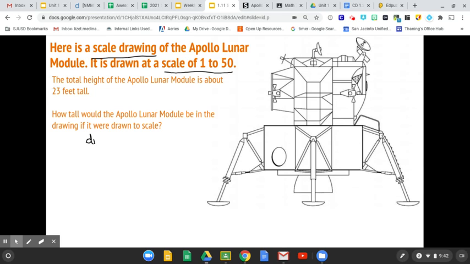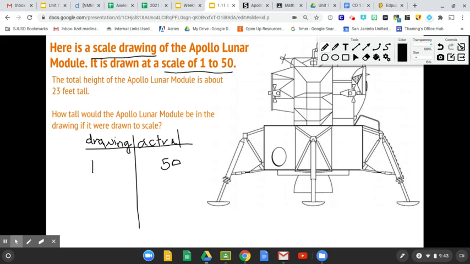So again, as usual, we want to make our table. Drawing on one side and actual on the other. And the first thing we want to include on there is the scale they give us. They tell us 1 unit on the drawing is actually 50 times that in real life.